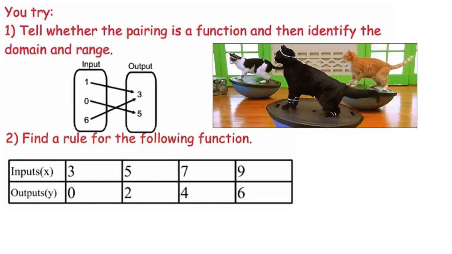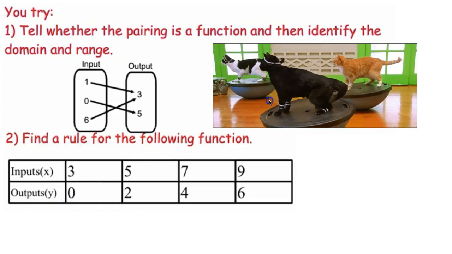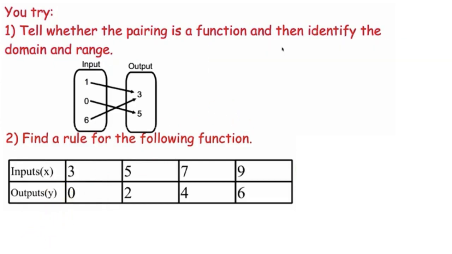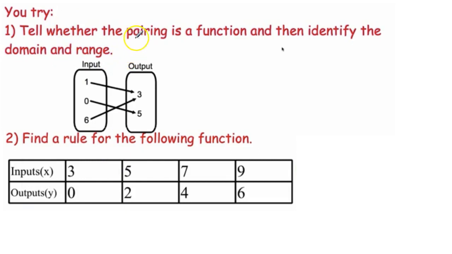All right, so let's go over these. Okay, get rid of the cats. So, tell whether the pairing is a function and then identify the domain and range.